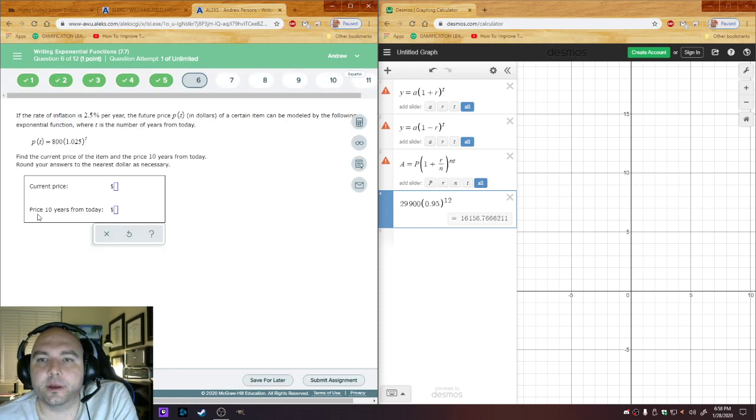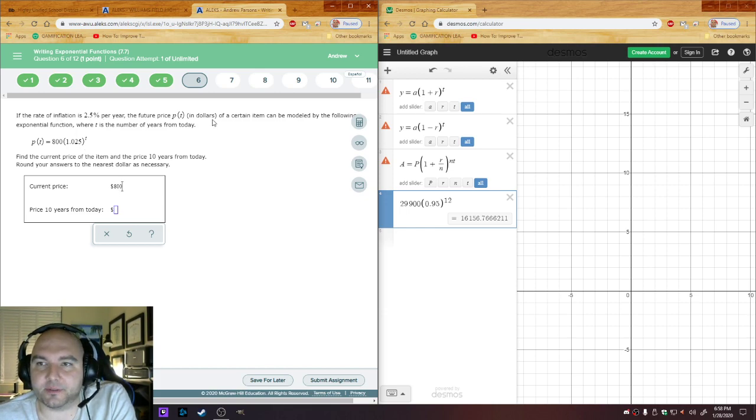All right, another one. This says current price and price 10 years from today. Please keep in mind this equation is referring to the current price. You don't have to plug in anything specific. That just really means the initial price. Current price and initial price in these problems are kind of interchangeable. So the current price is 800.